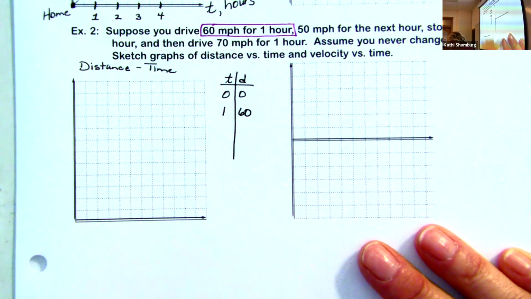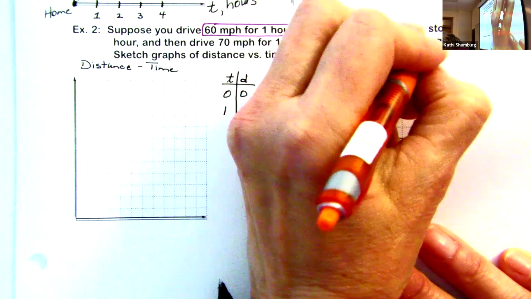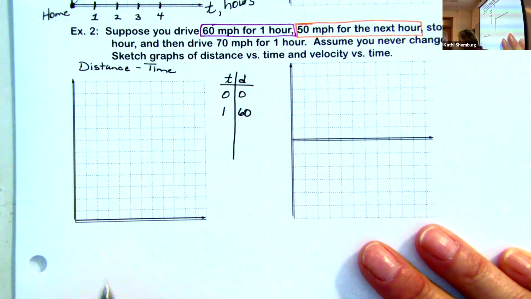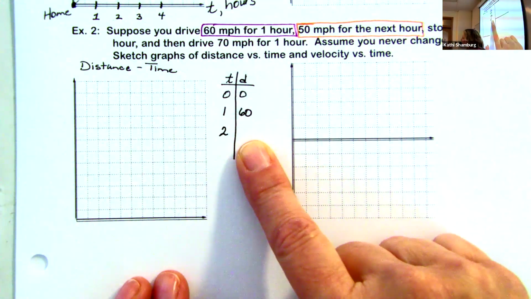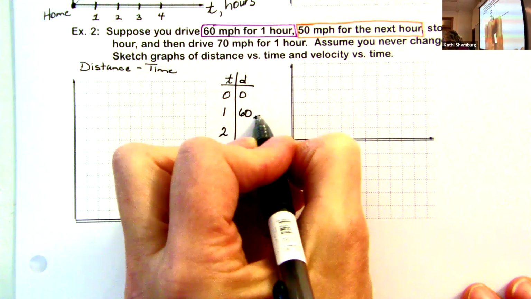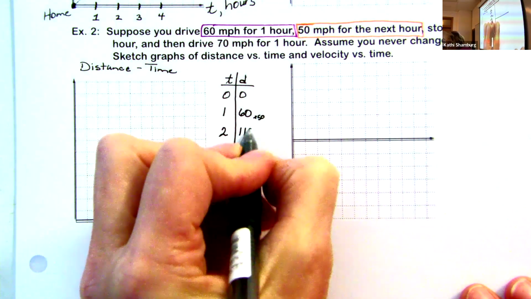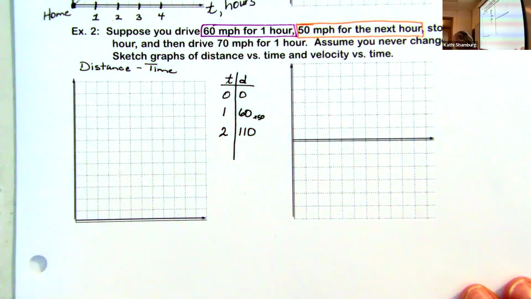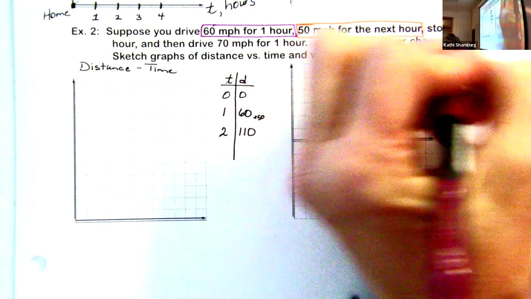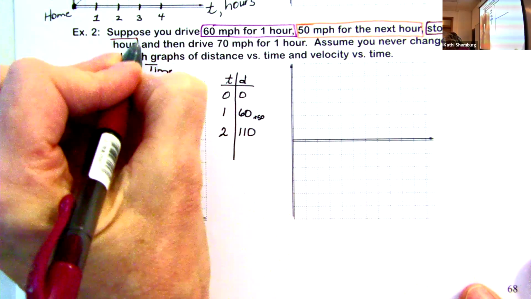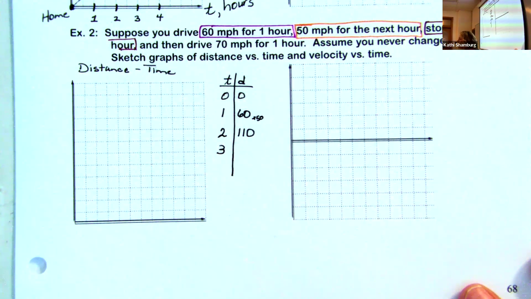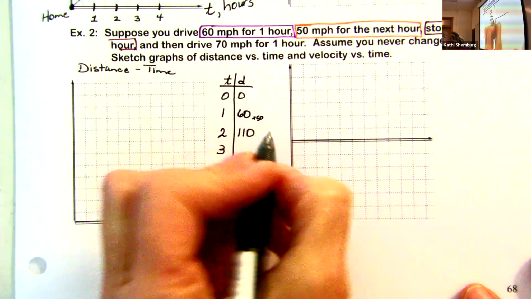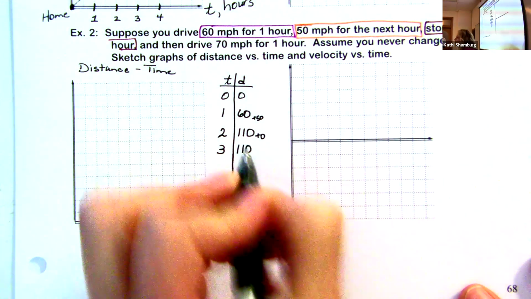So then the next hour, I'm going 50 miles per hour. So in hour 2, am I gonna put 120? No, because I've only gone 50 miles during this hour. So then what I'm gonna do is add the 50, and now I'm at 110. All right, so then I stop and rest for an hour. So an hour of time has passed. I was resting. How far did I travel? 0, so I'm still how far from home? 110 miles.